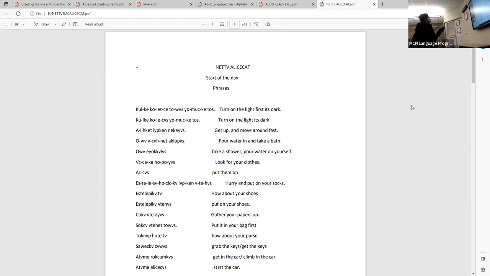Get up, move around fast. Alekit lepki nigias. Alekit means get up. Lepki means fast. Nigias, start moving. Start moving around fast. Alekit lepki nigias. Pour water in and take a bath. Owa ajahnit aklobas. Owa is water. Ajahnit means pour it in. Aklobas means take a bath. That's a command. Owa ajahnit aklobas. Pour water in and take a bath. And you know, that's what I tell my grandkids too.